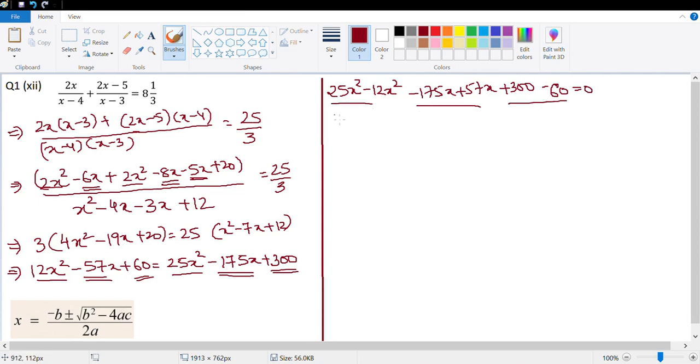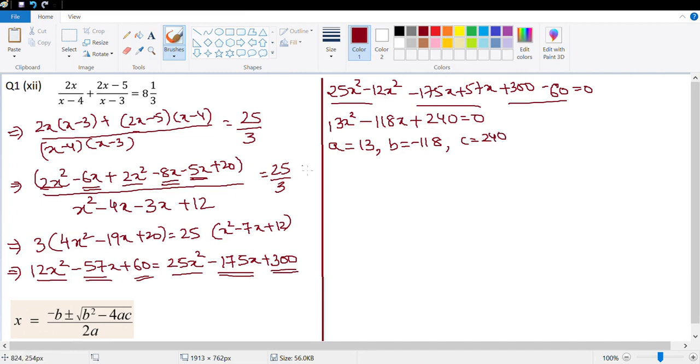This gives us 25 minus 12, that's 13x square. 75 minus 57, that's 18. Yes, that's 18. So this is 118x plus 240 is equal to 0. No common element between these three terms. So comparing it with the standard form, I get a is equal to 13, b is equal to negative 118, and c is equal to 240.